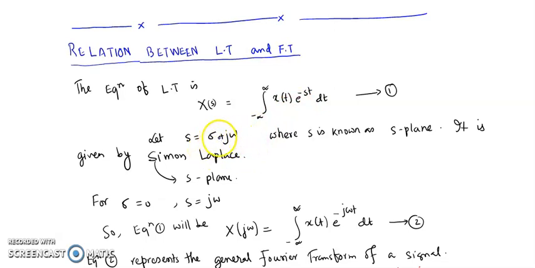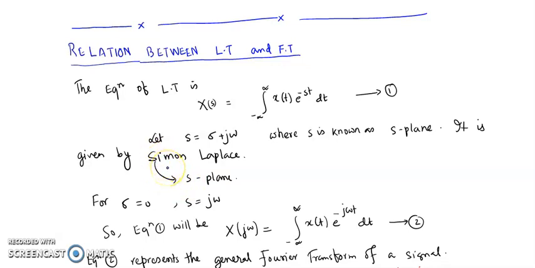So this is a complex number, in a plus ib form. Sigma is a constant and omega is the frequency term. So this s is overall a complex frequency, you can say. This s is also known as the S plane. It is given by Simon Laplace, the mathematician who discovered this Laplace transform. That is why this S is the letter coming from his name.